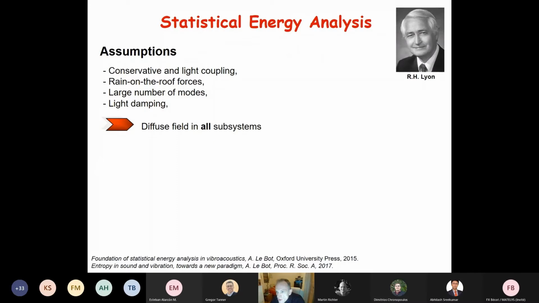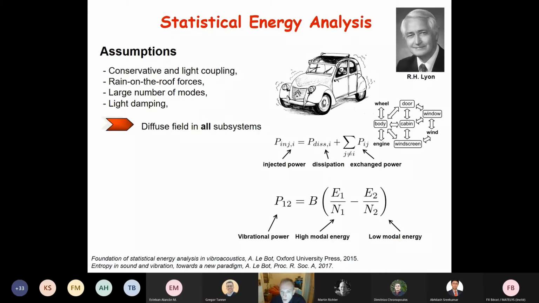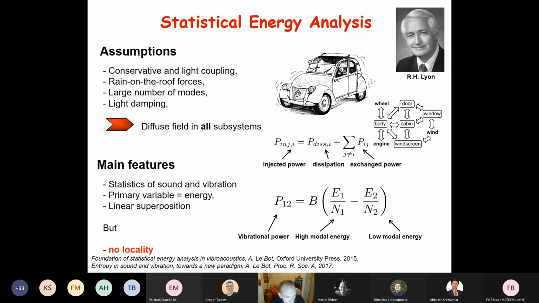Now let's turn to the second statistical theory of sound, I mean statistical energy analysis. The assumptions are conservative and light coupling, random forces, a large number of modes, and light damping, for the same reasons, because we need the field to be diffuse in all subsystems. So for instance, imagine we have this funny car which has a highly reverberant behavior, and so we subdivide the complex system into substructures. We apply an energy balance to any subsystem, and then we have the famous coupling power proportionality equation, which states that the power exchange between any two subsystems is proportional to the difference of the modal energies.